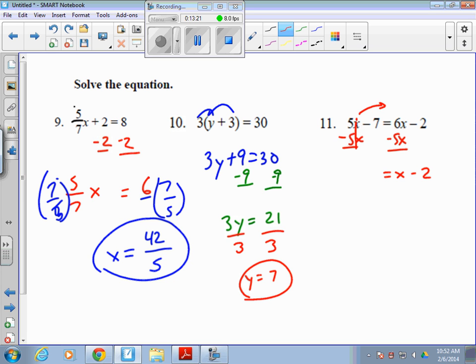These will cancel. You still have negative 7 on that side. Since you brought x to the right, bring negative 2, or minus 2, over to the other side by adding it. Add it to the other side as well. Negative 7 plus 2 is negative 5 equals x, or x equals negative 5.